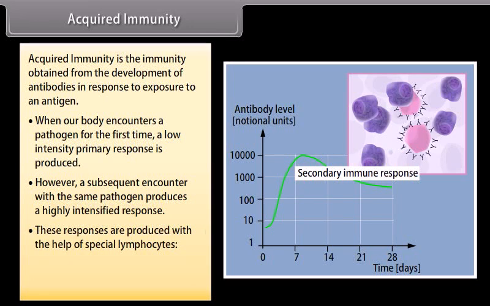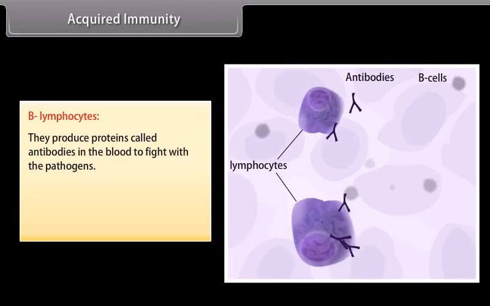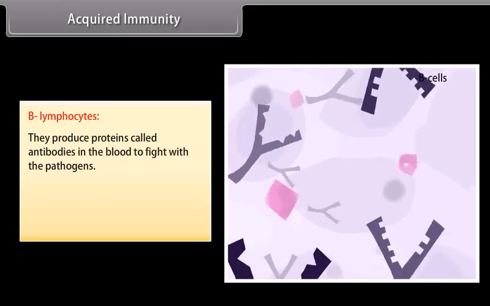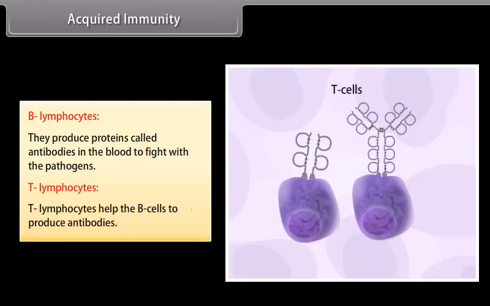These responses are produced with the help of special lymphocytes: B lymphocytes and T lymphocytes. B lymphocytes. They produce proteins called antibodies in the blood to fight with the pathogens. T lymphocytes. T lymphocytes help the B cells to produce antibodies.